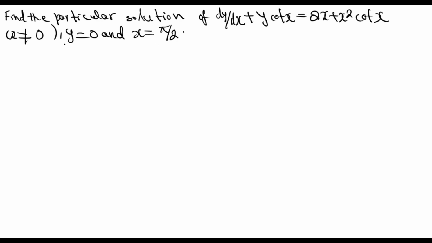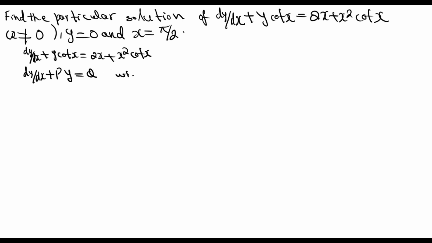First consider the given differential equation, that is dy by dx plus y into cot x is equal to 2x plus x square into cot x. Okay, this equation is in the form dy by dx plus p into y is equal to q, where p value is equal to cot x and q value is equal to 2x plus x square into cot x.